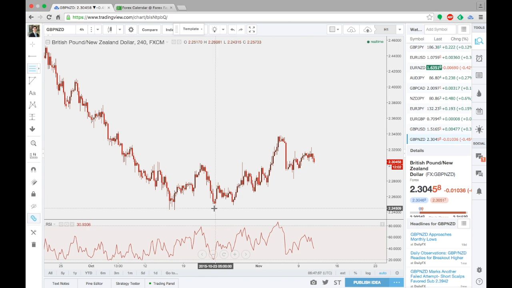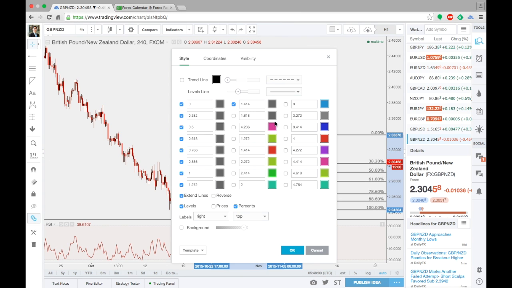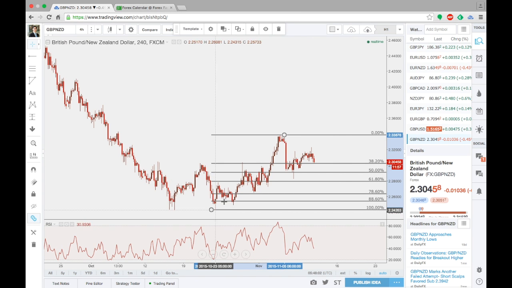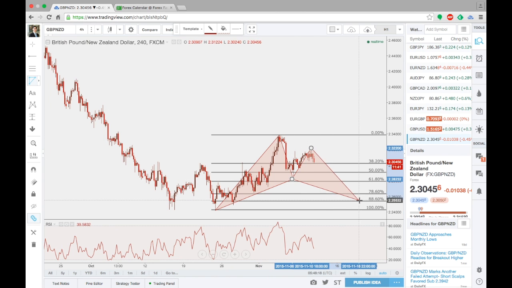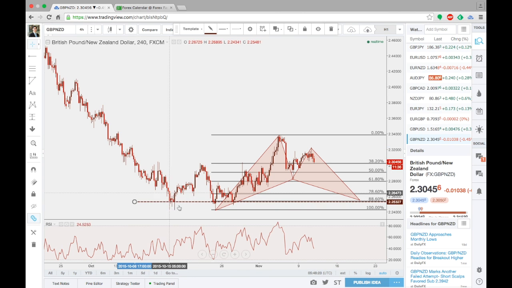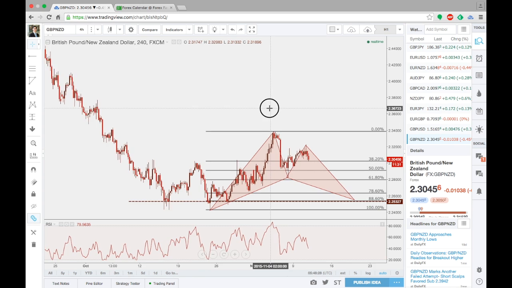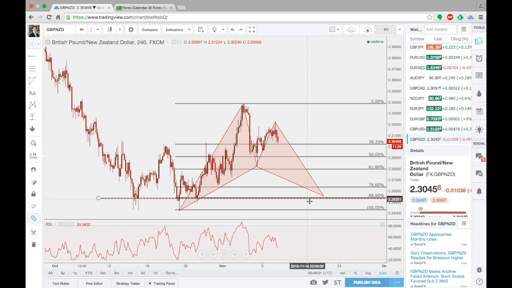If I pull in my Fibonacci, we have a potential advanced pattern coming up as well. From X to A, we see a retracement towards the 50%, but not touching 61.8. So this gives us a potential bat pattern, and the bat pattern completes at the 88.6 retracement level. If I drop in a horizontal line around this level, we do have some confluence of structure level as well. So if price comes down to this level, that's where we'll be looking for an opportunity to buy.